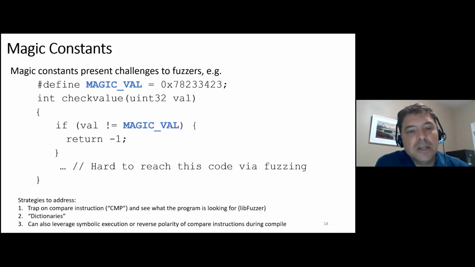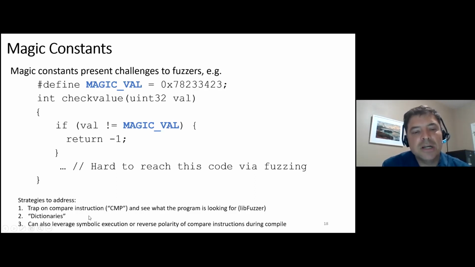And the magic constants, like I mentioned, these were a big problem a while ago. There might be some code that has a magic value, and by brute force, it could take a long time to find that value. We might never reach this code below. The more recent strategies are to trap on these compare instructions, so we can actually look and see what is the value we're supposed to be sending, and then we'll be able to get past this if statement.